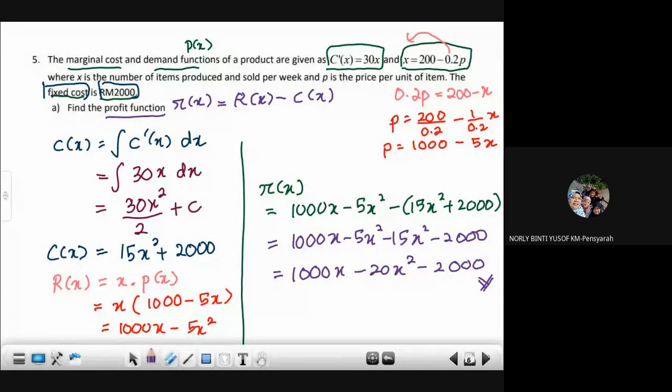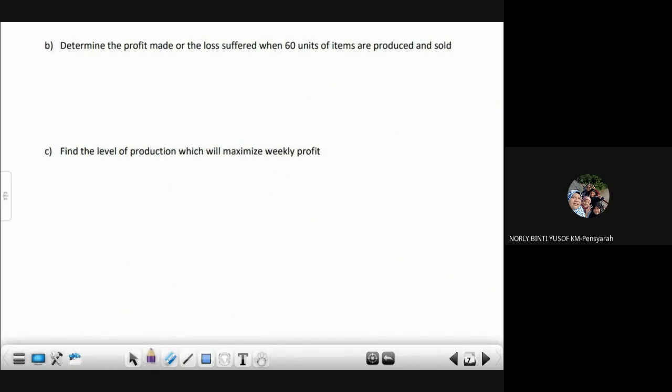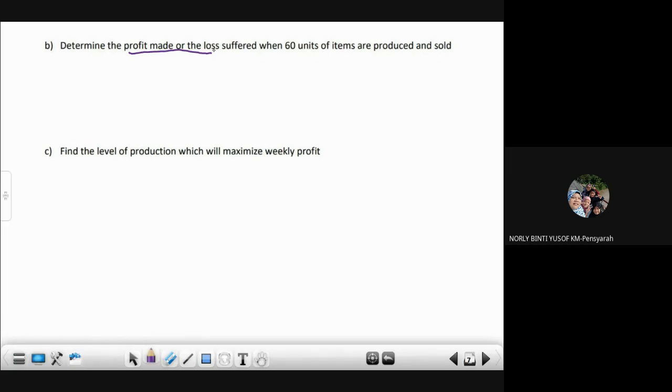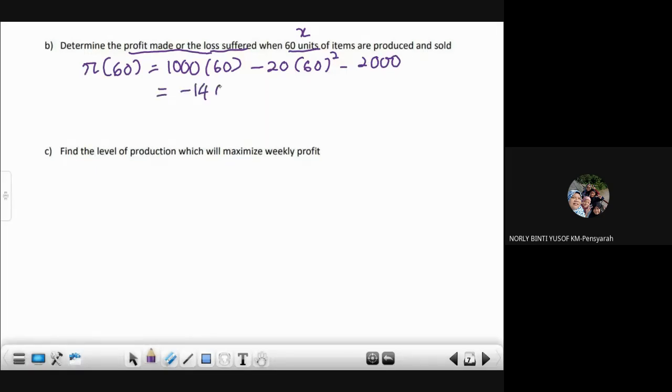Okay, and then we go to B. Determine the profit made or loss suffered when 60 units are produced and sold. It means your profit, whether gain or loss. So your x is 60 units. So you substitute the quantity 60 into your profit function that you got in A just now: 1000 times 60 minus 20 times 60 squared minus 2000. So you calculate, you get negative 40,000. You get a negative value, right? So negative means loss. If it is a positive value, it is a profit we make.